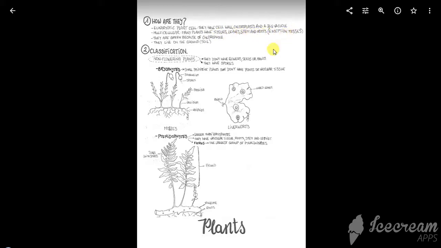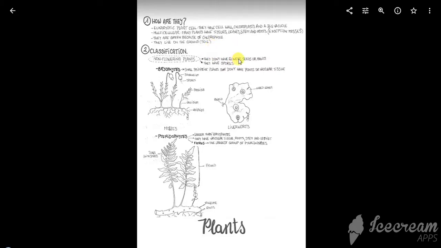Exception, mosses. They are green because of chlorophyll, the green pigment that is located in the chloroplasts. They live on the ground, in the soil. Classification. There are non-flowering plants and flowering plants. We're going to start with the non-flowering plants.